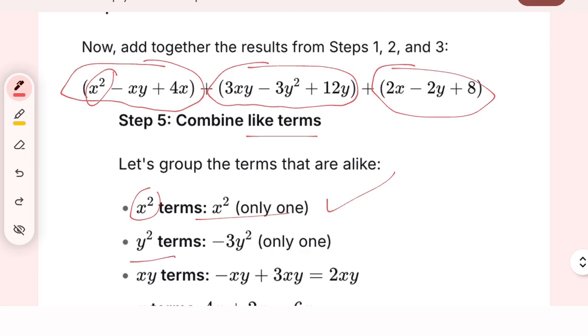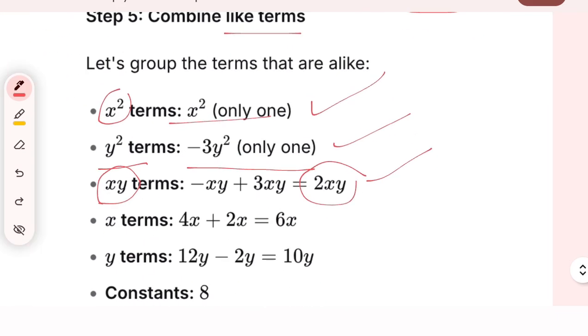So now let's find all the y squared. How many y squared can you find? There's only one, so it is this one. So it is minus 3y squared. It's the only one. Now what about xy terms? Oh, we have xy here. We have xy here. And that's it. So we need to combine those two. So we have minus xy plus 3xy is 2xy. All right? So just combine all the terms.